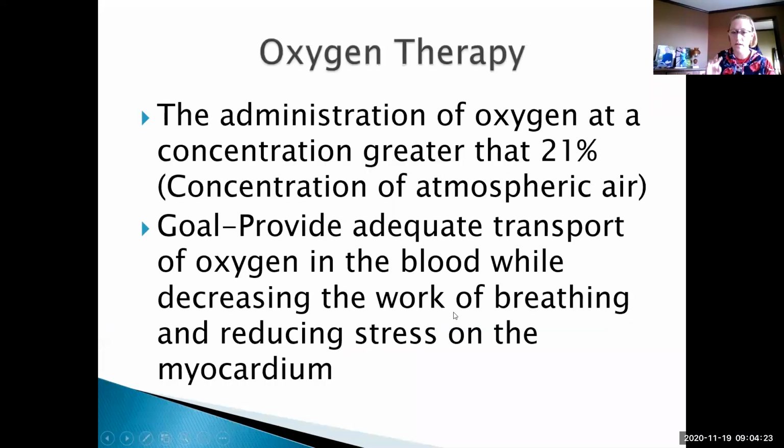So first, oxygen. We know that room air is right around 21%, and then it goes up from there. Every liter, you get an additional 4% of oxygen. But of course, the goal with our oxygen therapy is to provide adequate transport of oxygen in the blood while decreasing the work of breathing and reducing stress on the myocardium.